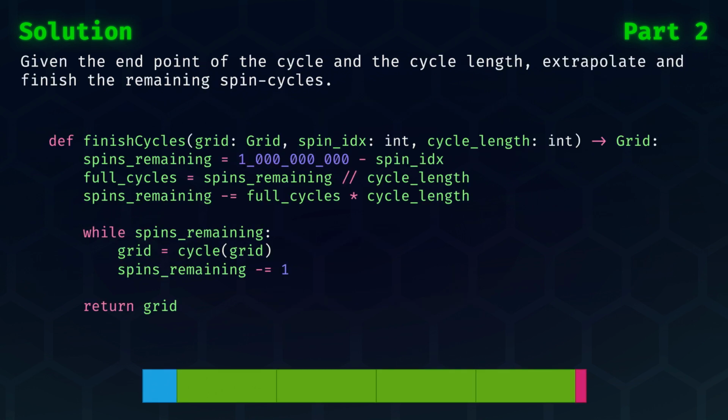Then finally, given the endpoint of the cycle and the cycle length, we can extrapolate and finish the remaining spin cycles. So first, we find the number of spins remaining, and then we check how many full cycles fit into there. We subtract those cycles, and while we have spins remaining, we perform another cycle. Eventually, we return the final grid.